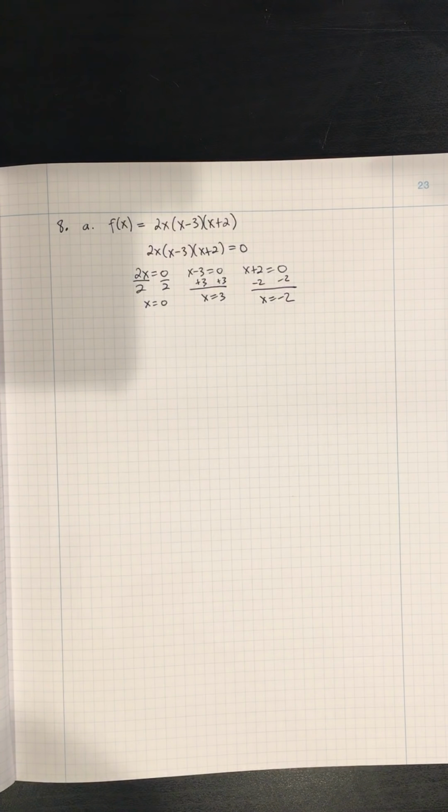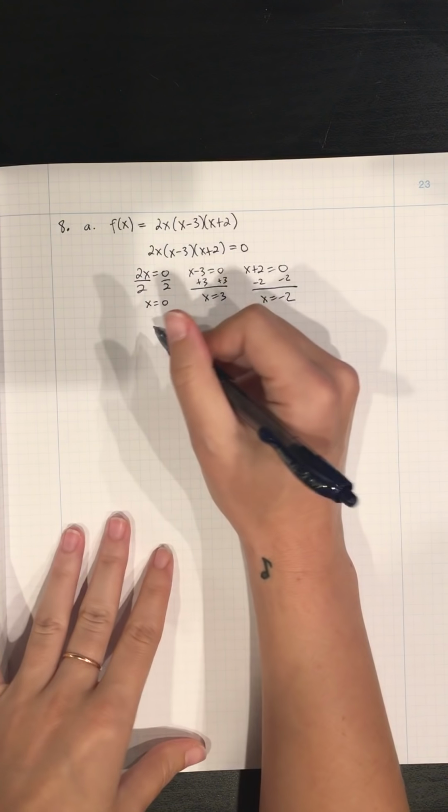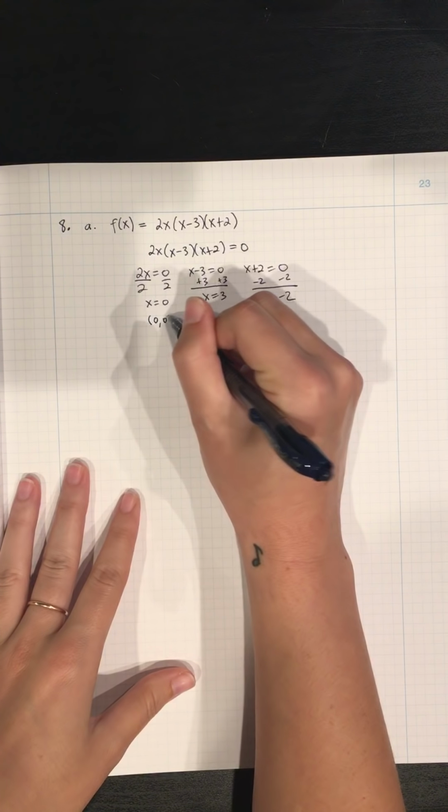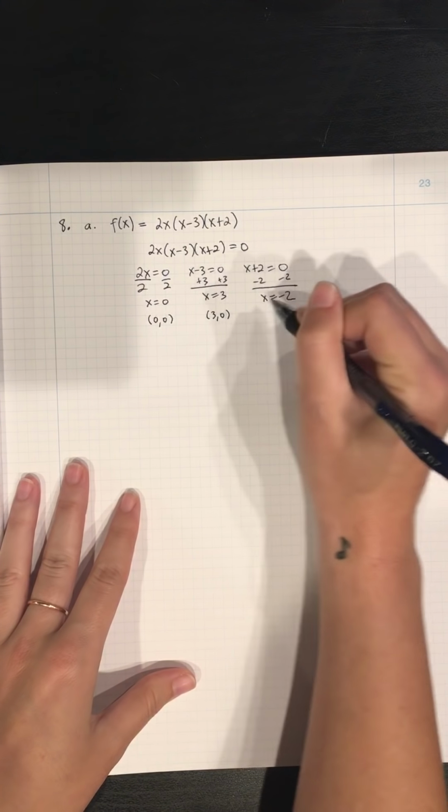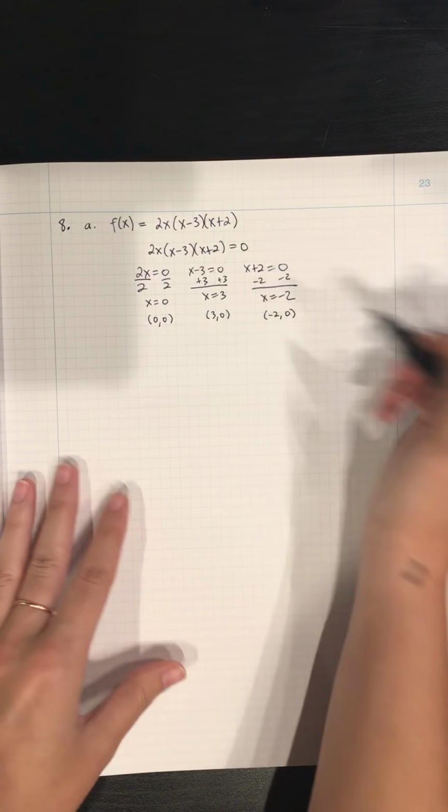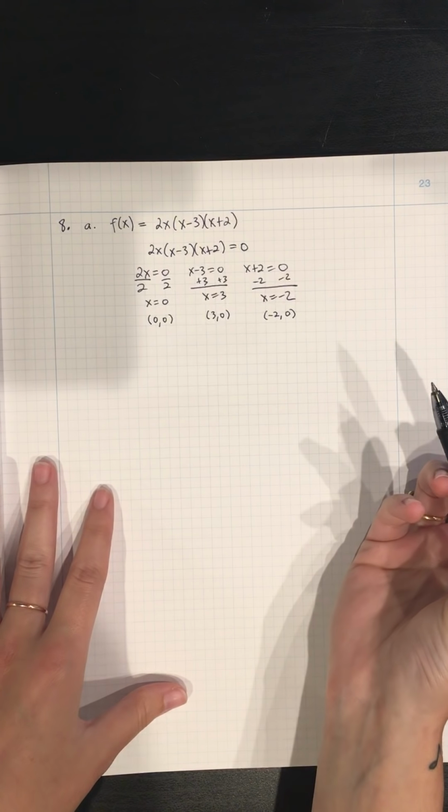So I can leave my answers like that for finding my zeros, or I can write them as ordered pairs. This would be 0, 0, this would be 3, 0, and this would be negative 2, 0. So those are the ordered pairs for the x-intercepts.